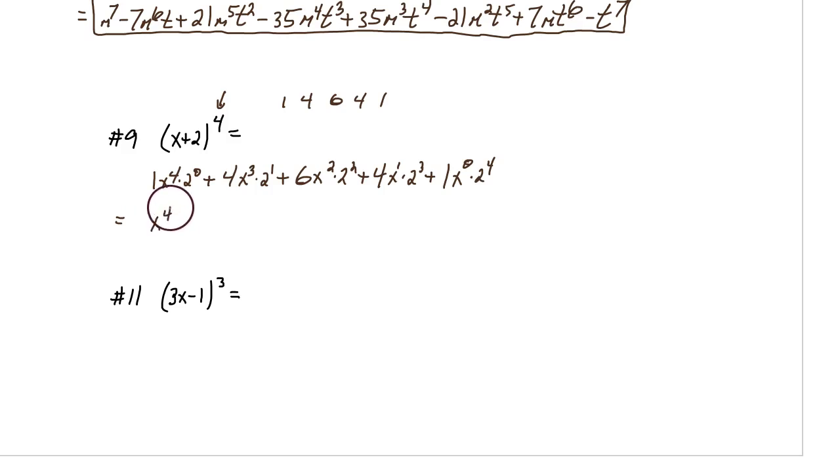This is x to the 4th, and then 4 times 2 makes 8x cubed, and then 6 times 4 makes 24x squared. Now we have 4 times 8, that makes 32x. And then 1 times 16 makes 16.